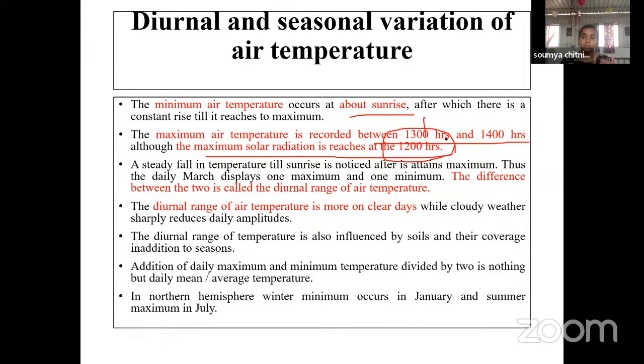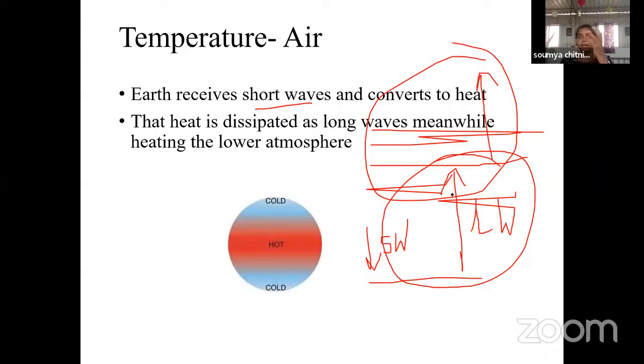Why? Because, as I explained here, the air parcel or air mass becomes lighter and moves upward. Since it moves upward slowly, the temperature will be less during that time. But at 12 o'clock, when solar radiation is there, we receive heat from the sun.